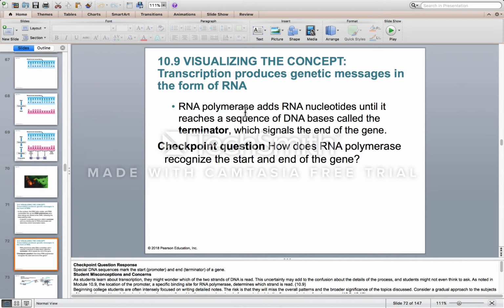So RNA polymerase will add RNA nucleotides until it reaches the terminator. The terminator is going to signal the end of the gene sequence, and that's it. So you've got the promoter all the way to the terminator, and then it's, all right, I'm done copying it into a single strand of messenger RNA. So the question is, how does RNA polymerase recognize the start and the end? Because of the promoter, which is the start, and the terminator, which is the end of the gene sequence.